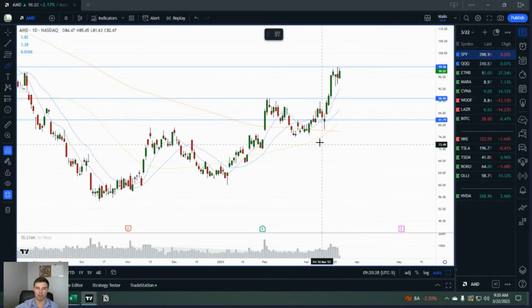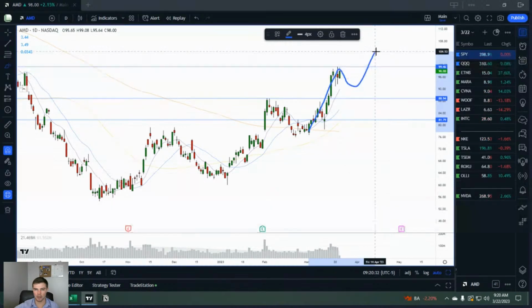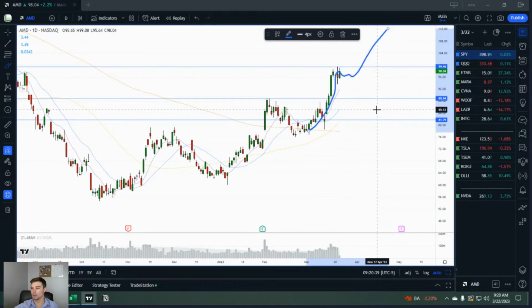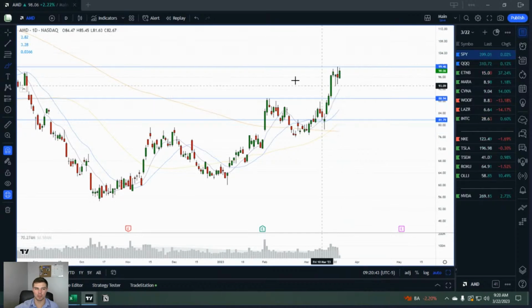It needs a little more correction. You see what I'm saying? It either needs to do this, pull back again, and then go, or it needs to do this and just kind of hang out here for a little bit longer and then go. But either way, I would like to see a little bit more of a correction on AMD.